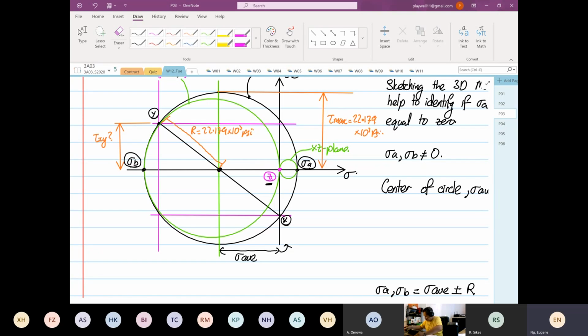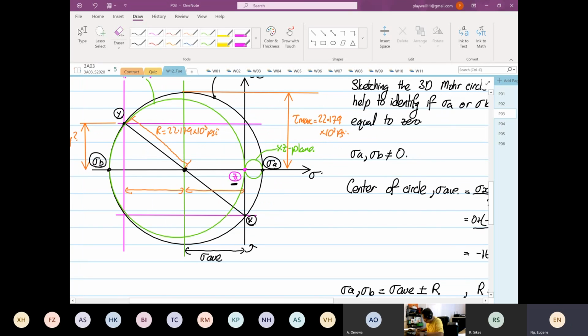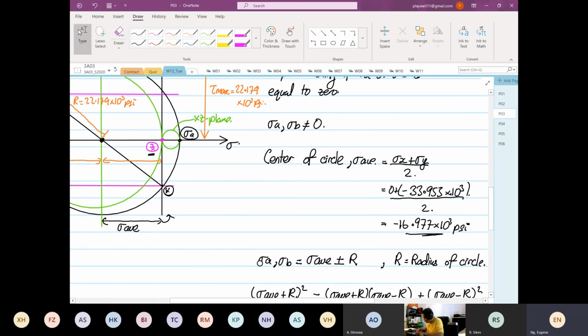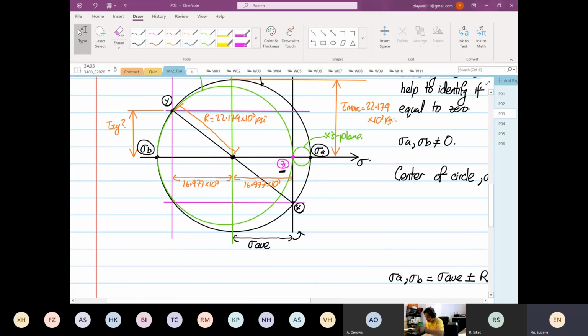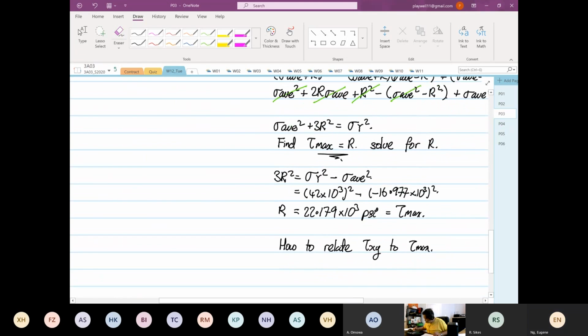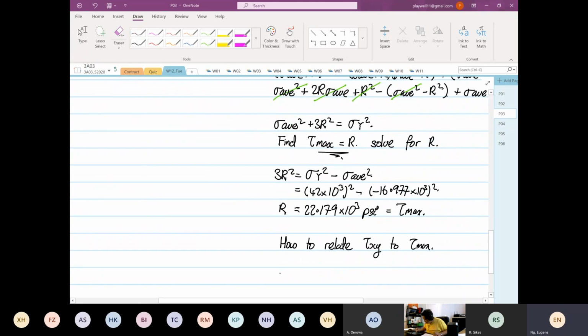Then the next thing that we are also aware of is that the distance from here to here is the same as the distance from here to here. There's our average stress, so that is equal to 16.977 times 10 to the power 3. So now we can easily identify what is our shear xy.